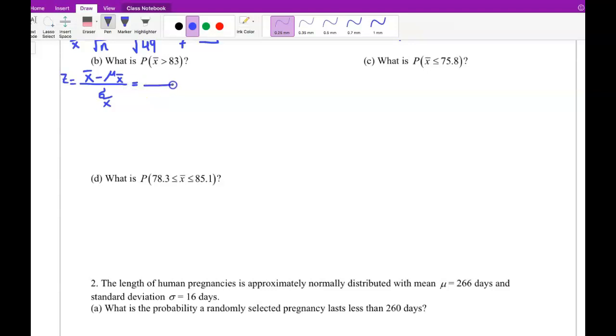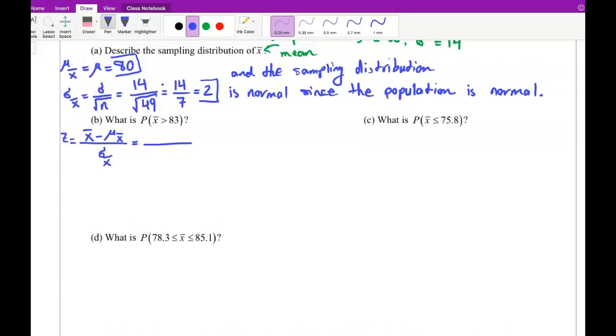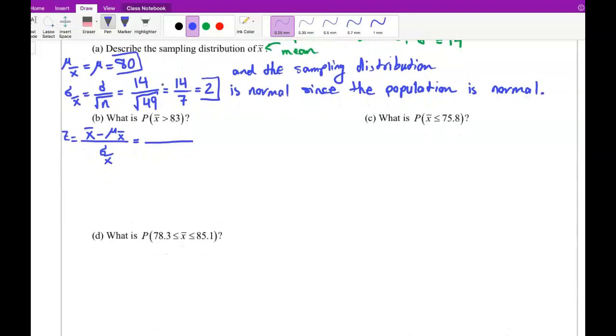So this is equal to, okay, x bar is 83, minus our mean, which is 80, and for standard deviation here we have 2, so we got 1.5.